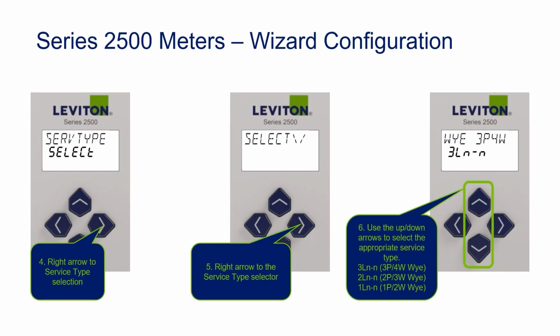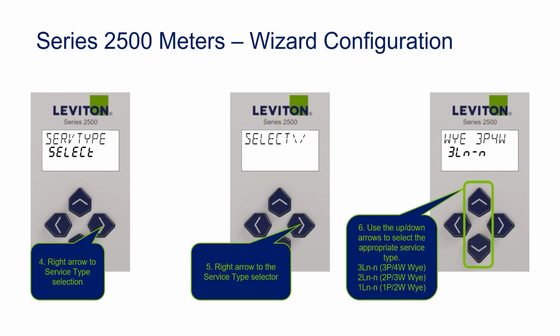With the Modbus address set, use the right arrow to move to the service type selection. Press the right arrow button again to enter the service type selector, then use the up and down arrows to scroll through the selections to select the appropriate option. The meter does not have a default service type selection and will not function until this selection is made.